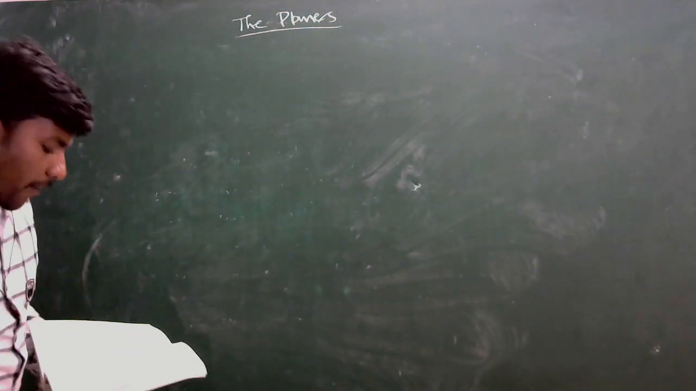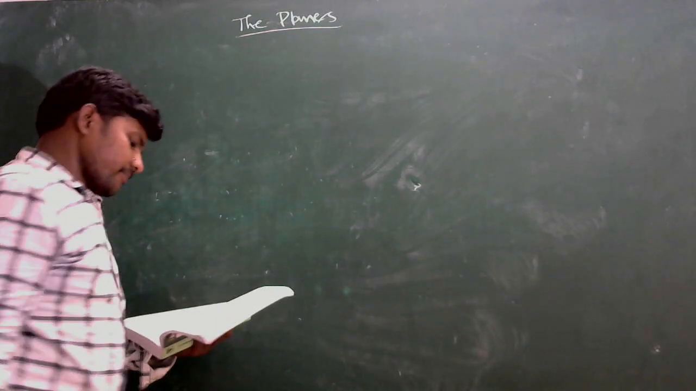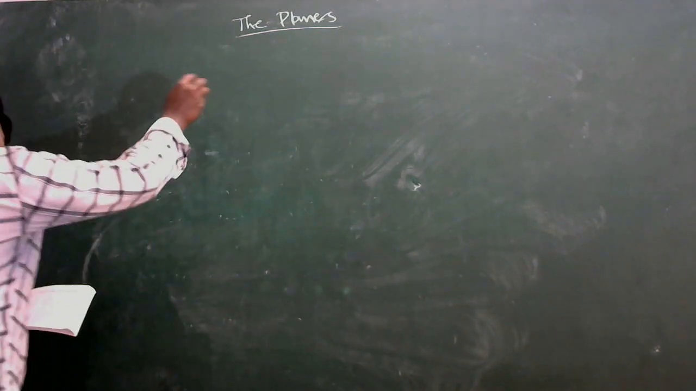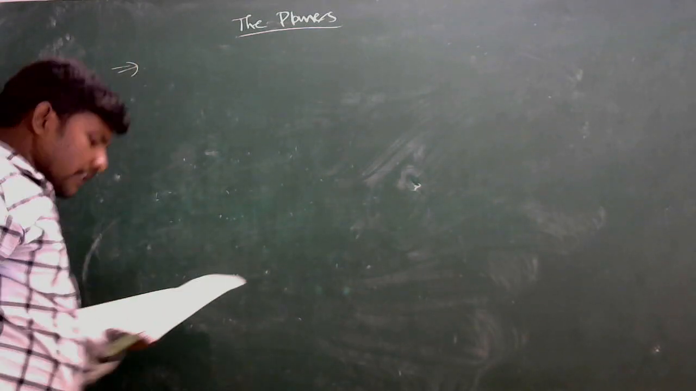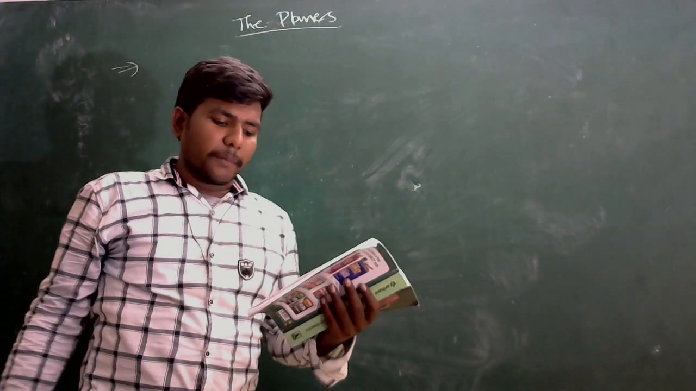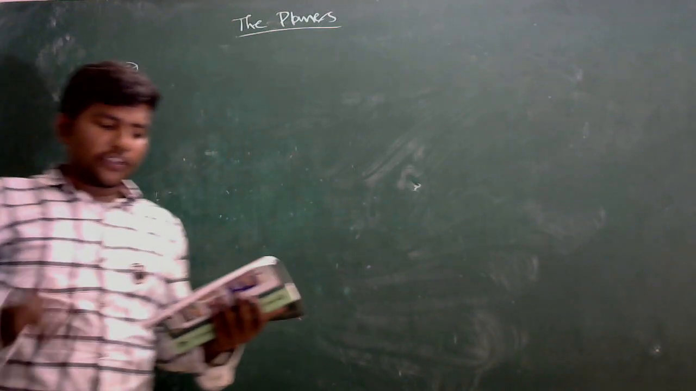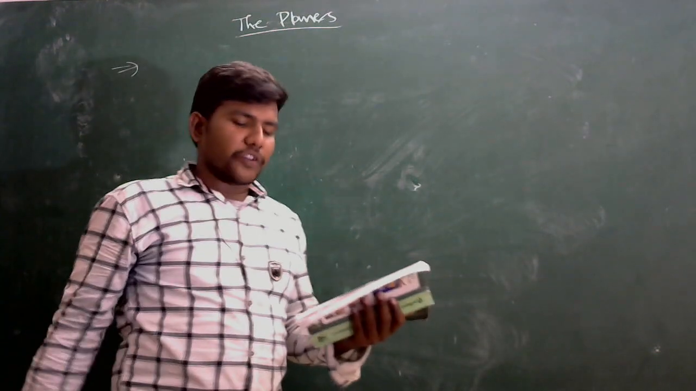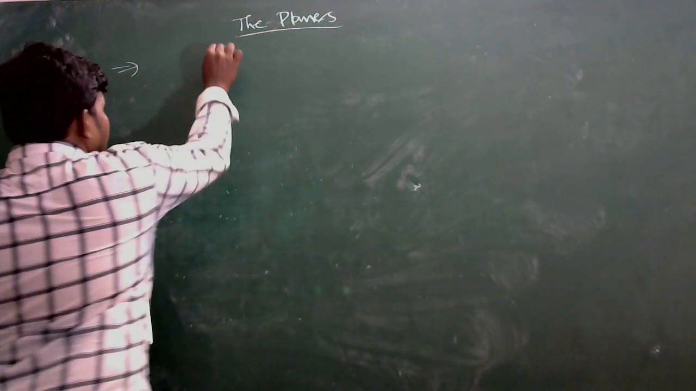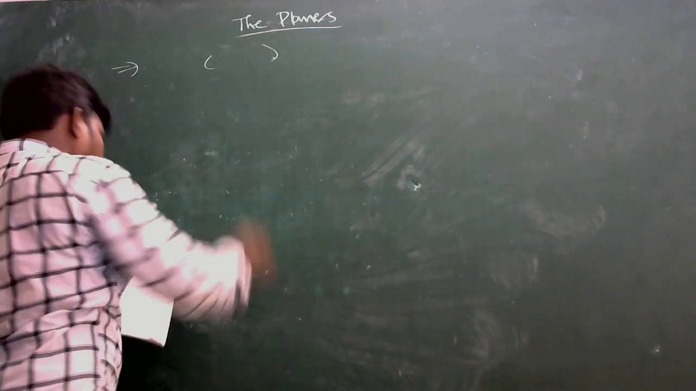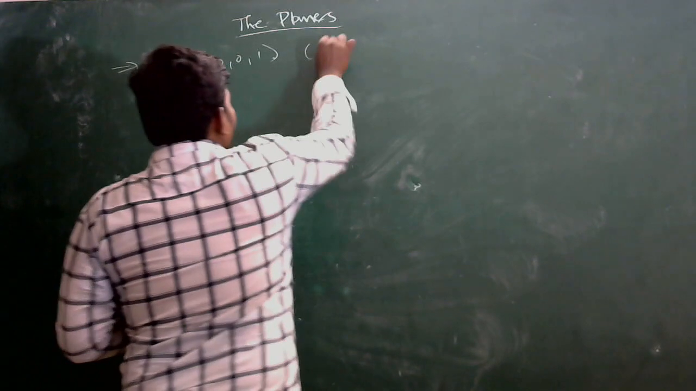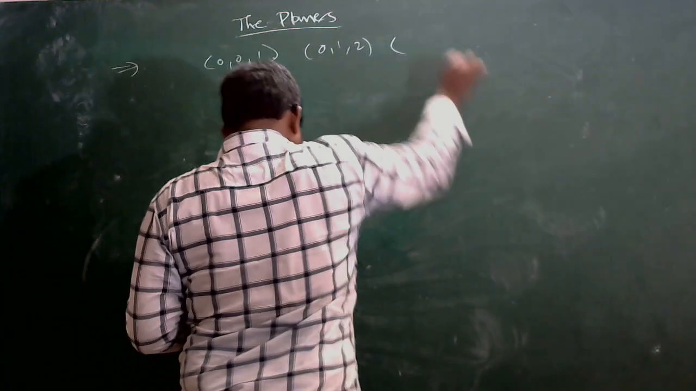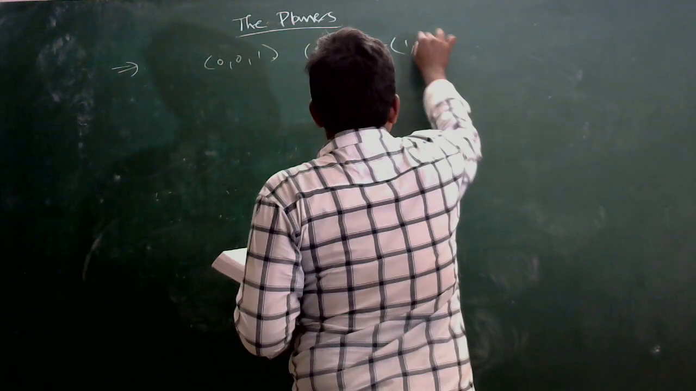Next, third problem. The direction ratios of the normal to the plane passing through the points 0, 0, 1, 0, 1, 2, and 1, 0, 3.